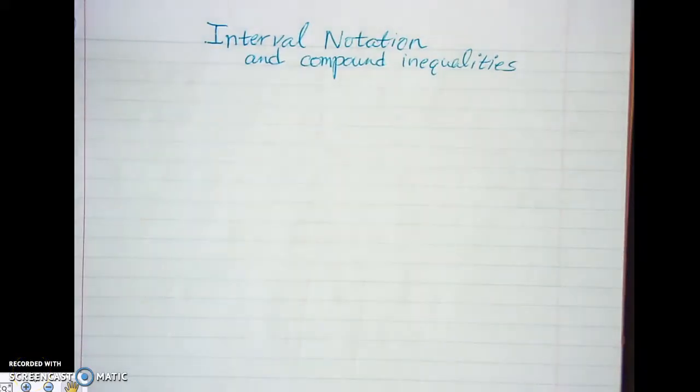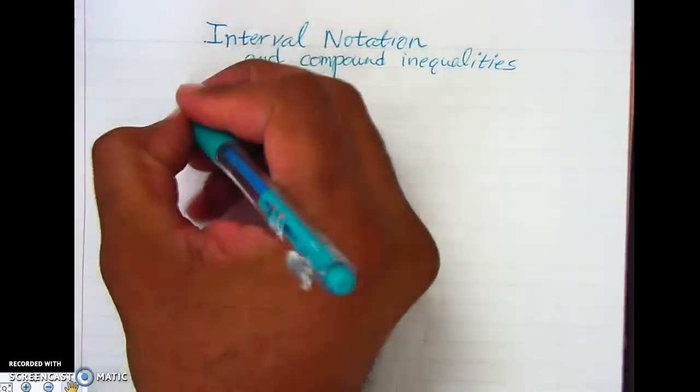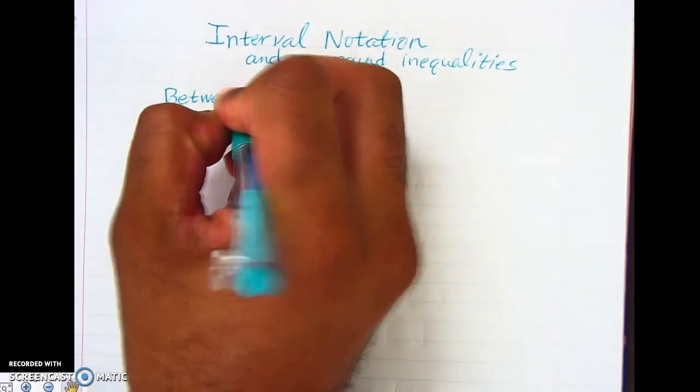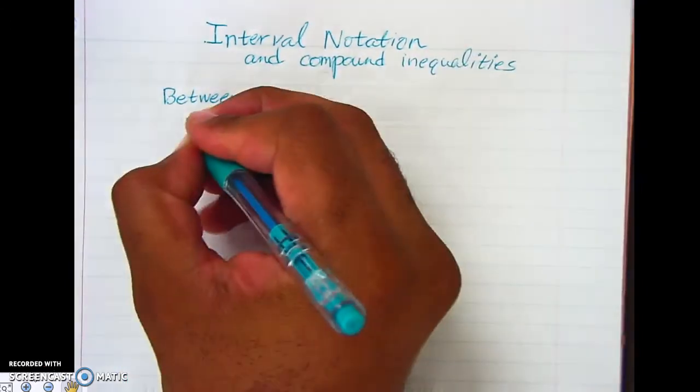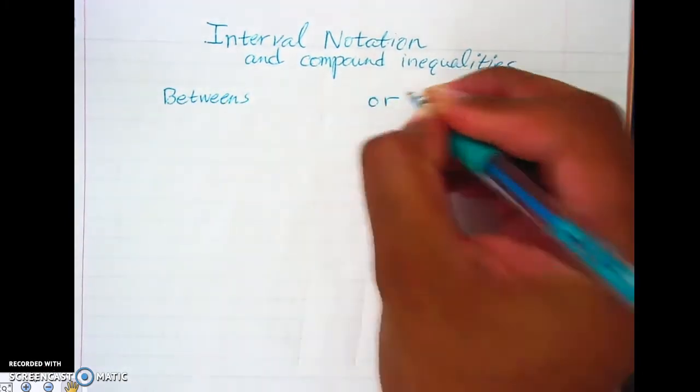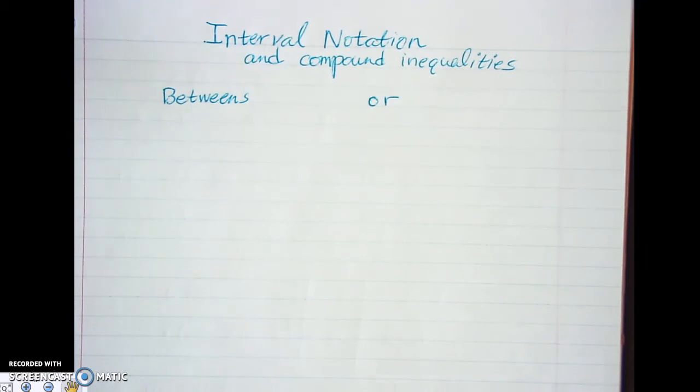Let's move into the next part. So that's the interval notation and compound inequalities. So far we've dealt with the single ones, the simple ones. Let's go with compound, and hopefully you remember what those are. We have the betweens, and then we have the ors. Or it could be and.